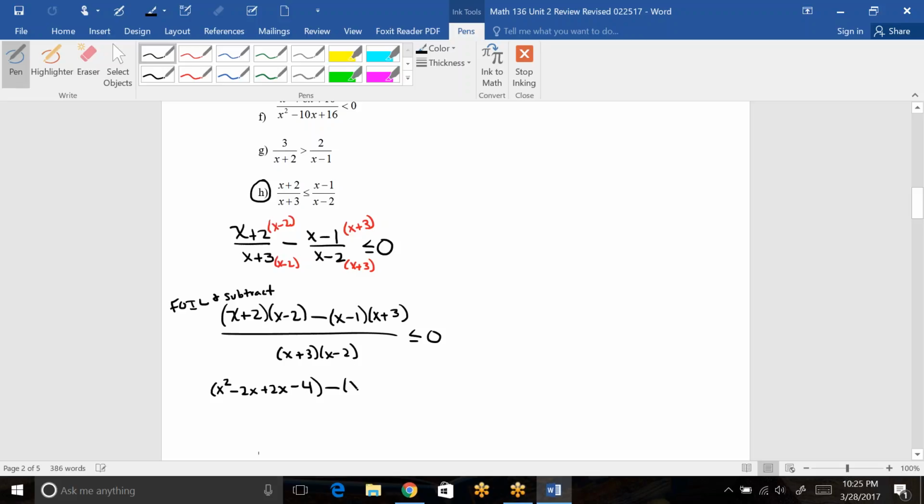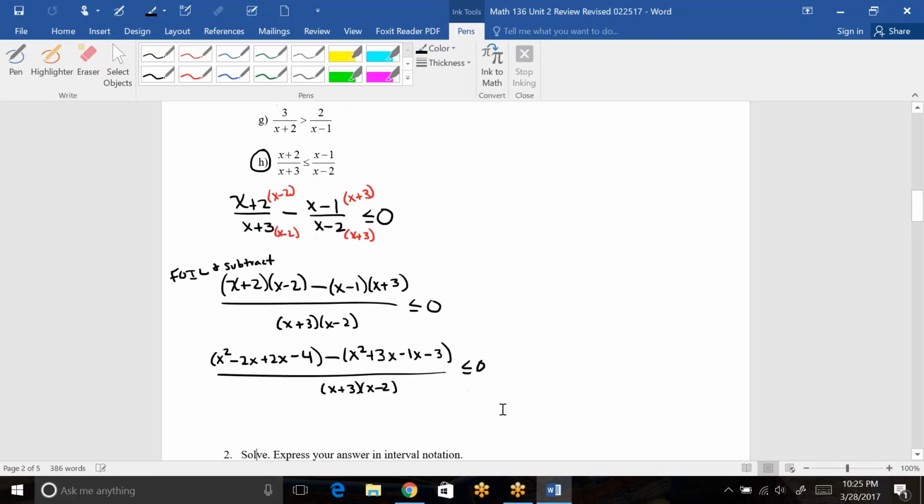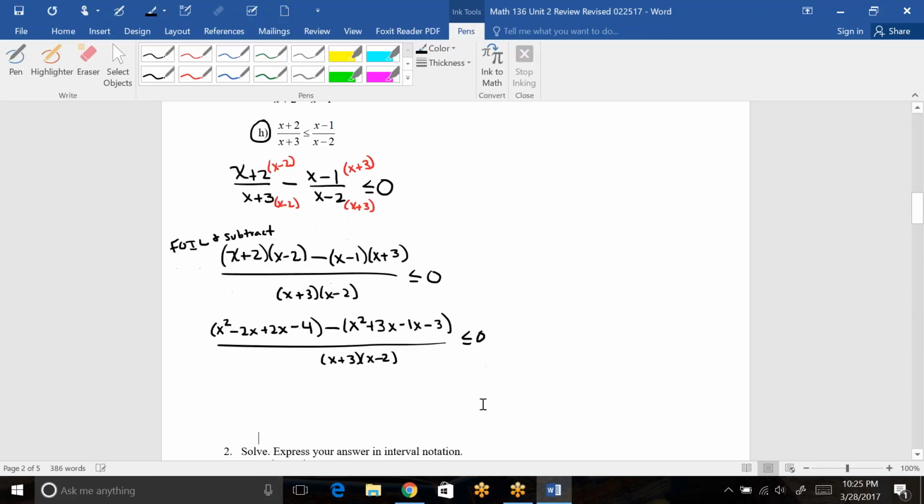X times x would be x squared. X times 3 would be 3x. Negative 1 times x is negative 1x. Negative 1 times 3 is negative 3. And that's still, don't lose your fraction, all over x plus 3, x minus 2, and still less than or equal to 0. My next step is to clean up that top.